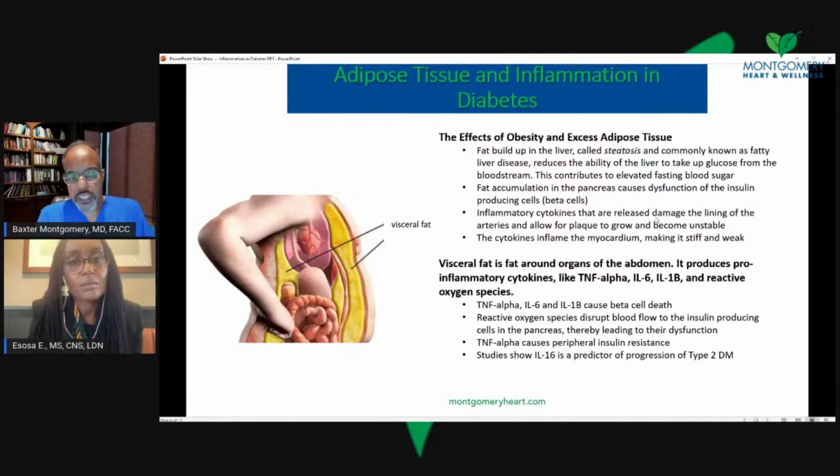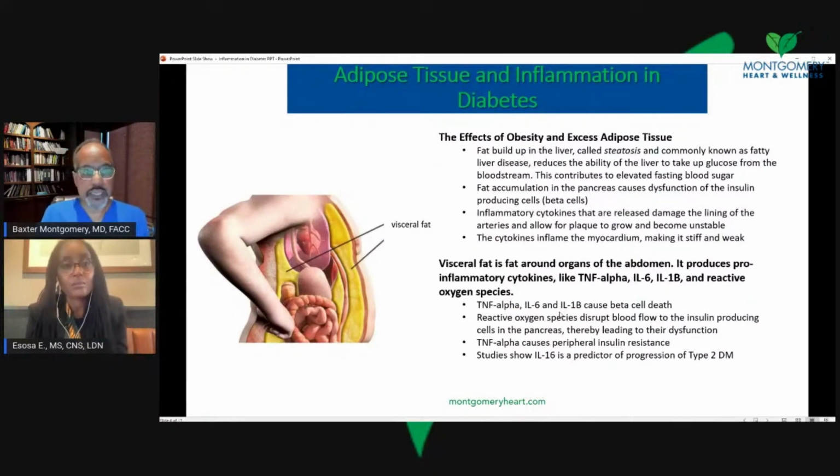But when you have this underlying inflammatory process, you have fatty buildup in multiple different organs. You have scar buildup in multiple different organs. And so there's a synergistic effect of dysfunction happening. These cytokines, TNF alpha, IL-6, IL-1 beta, reactive oxygen species, are the same old characters. We saw them last time. We talked about inflammation of the heart. Now we're talking about them again with diabetes, type 1 and type 2.